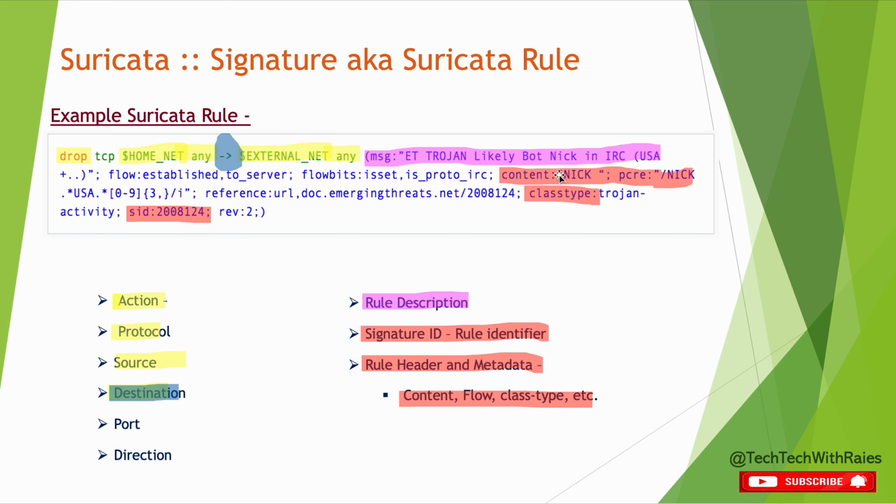There are some other meta types too, and those will also be there, but at a very high level the important ones are action, protocol, source, destination, source protocol, destination protocol, signature ID, and the message it will log. So let's talk a little more about this.